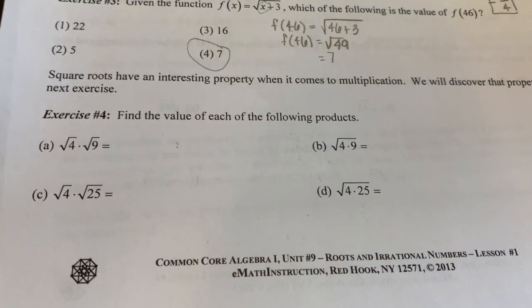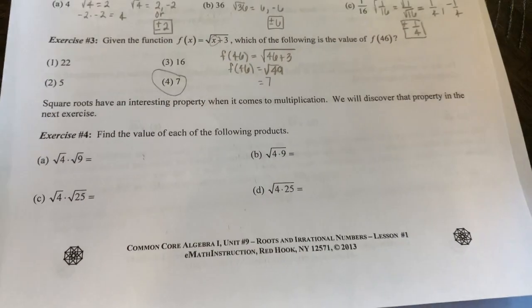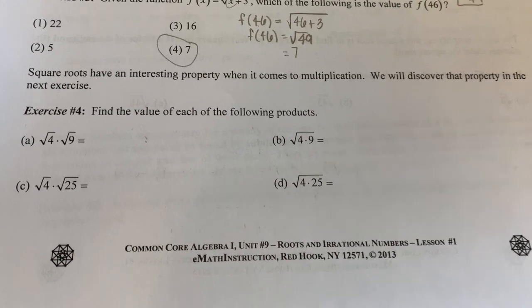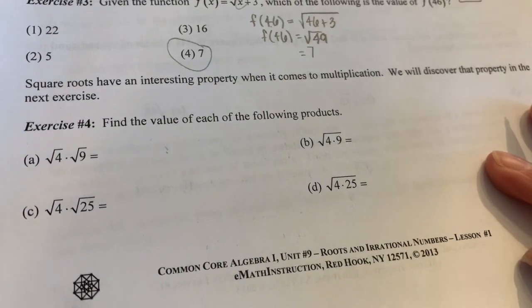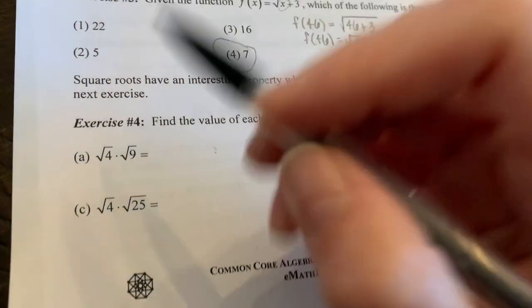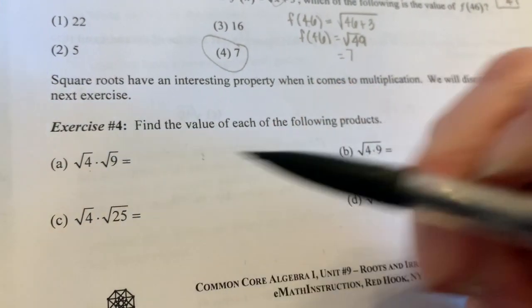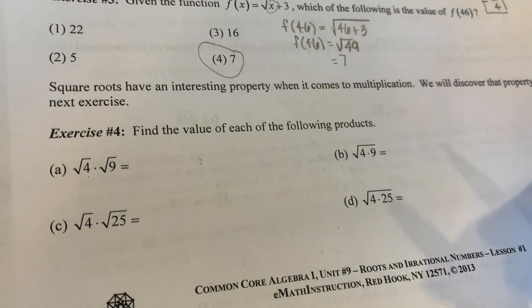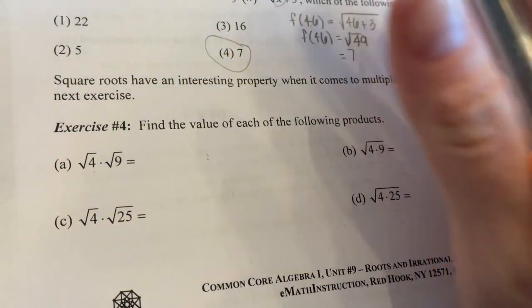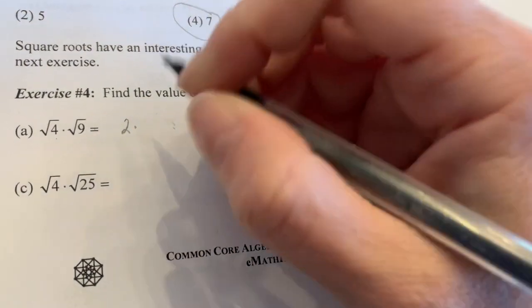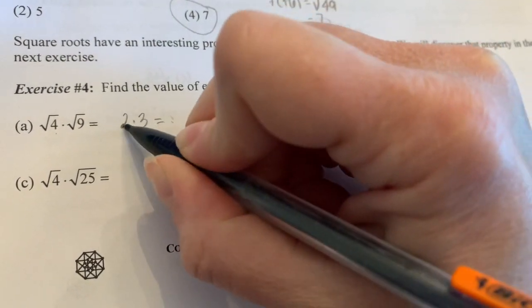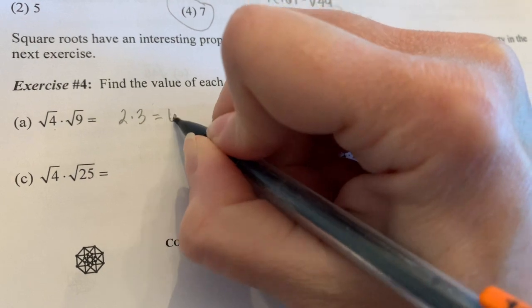Square roots have an interesting property when it comes to multiplication, and we will discover that property in the next exercise. So this is going to lead us into something cool. So we're going to find the value of each of the products. Square root of 4 times the square root of 9. And we're going to use the principal ones here, okay? So the meaning positive. Square root of 4 is 2. And the square root of 9 is 3. So 2 times 3 is equal to 6, right?